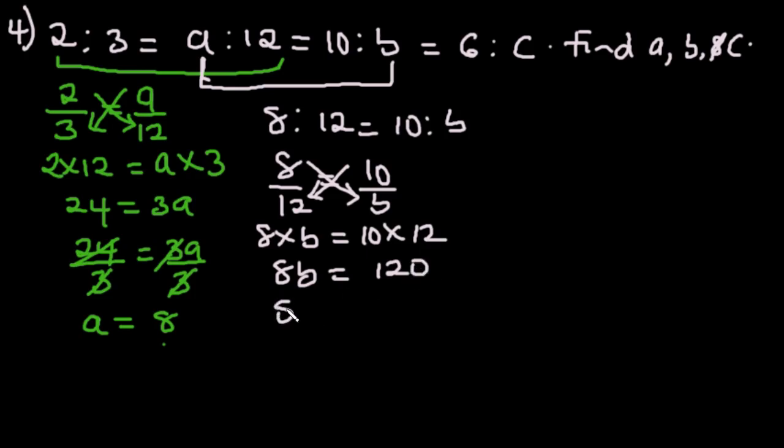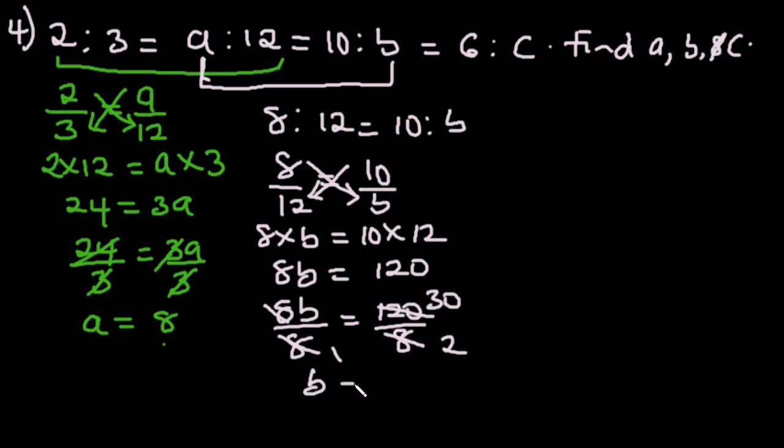So you divide by the coefficient of the unknown. 8B over 8 equals 120 over 8. 8 cancels 8. Let's reduce this. How many 4s can we get here? 2 fours here. That's 30. 30 divided by 2 is 15. So our B equals 15.